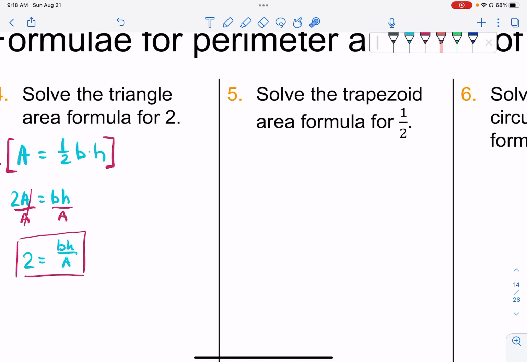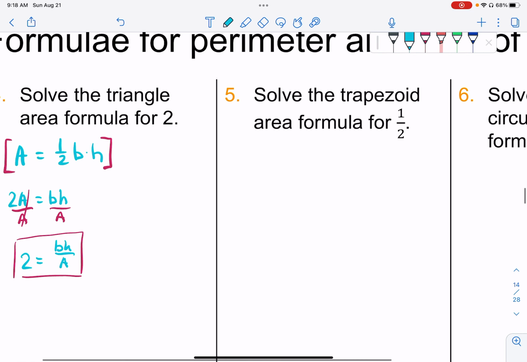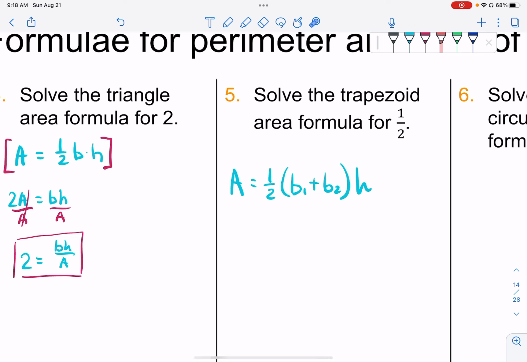Okay, so let's look at number 5. Solve the trapezoid area formula for 1/2. Now this one does have a 1/2 in it. The trapezoid area formula is 1/2 times the quantity b1 plus b2 multiplied times the h. Now, while it might be tempting to distribute the 1/2 through here and maybe even distribute the h through here, I would suggest not doing that. The reason why is because if you do, then you're going to have 2 terms here that have a 1/2 in it. And we're trying to get 1/2 by itself.